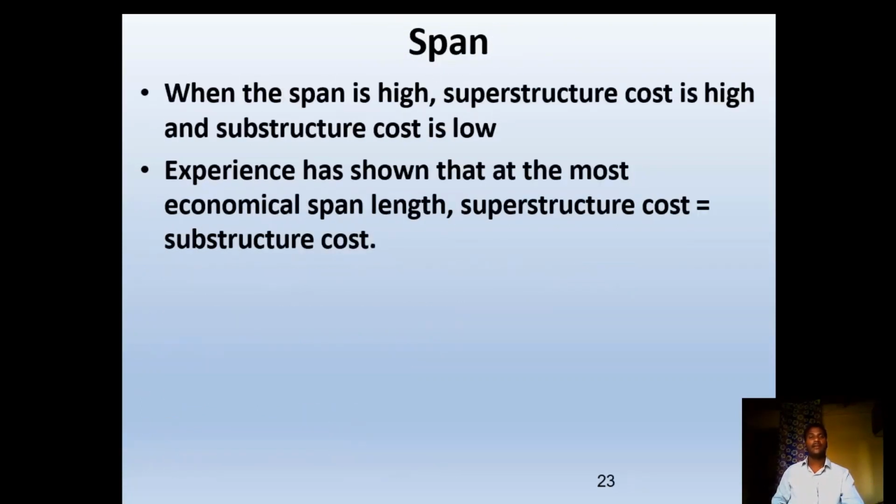Then span. When the span is high, superstructure cost is high, and substructure cost is low. Experience has shown that at the most economical span length, superstructure cost is equal to substructure cost.